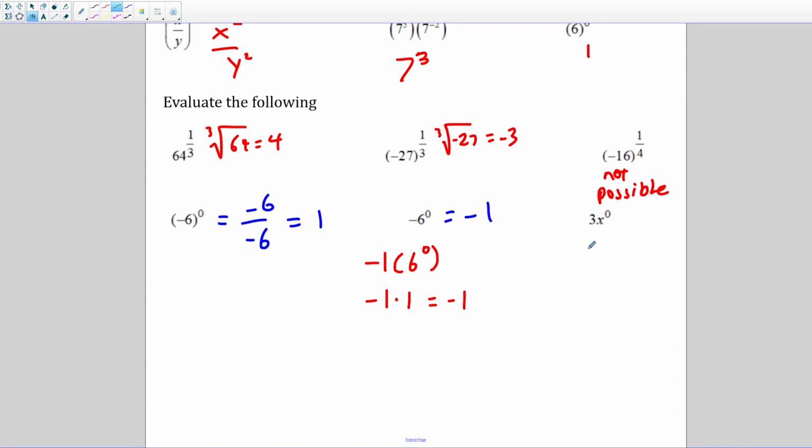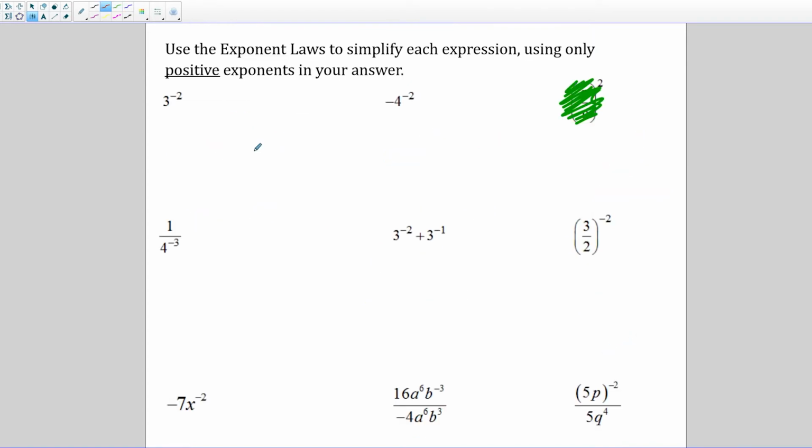The last example on this page is a little bit tricky as well. This is really just the same thing as 3 times x to the power of 0. And we know that x to the power of 0 is just 1, which means that my final answer is 3 times 1. Once again, feel free to pause, try out these questions, and then unpause once you're finished.